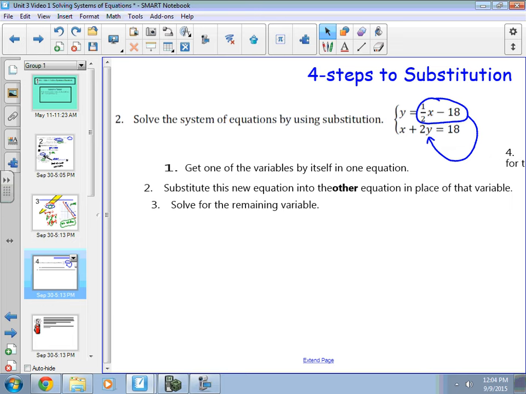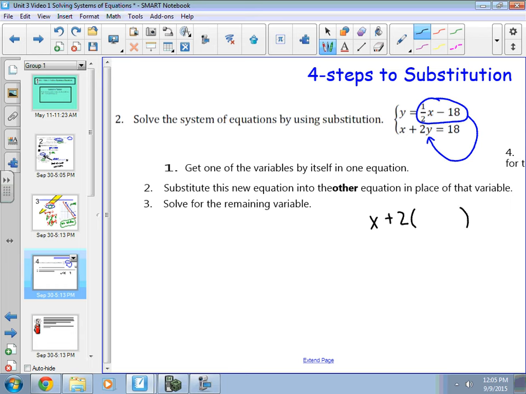So that's our next thing. Once we do that, we are now going to solve for this variable. So let's make the substitution here. If we substitute that in, our equation becomes x plus, there's still a 2 there. The y is going to become something new. Still equals 18. What we're going to put in place here is what we're substituting, 1/2 x minus 18. So let's solve for that variable.